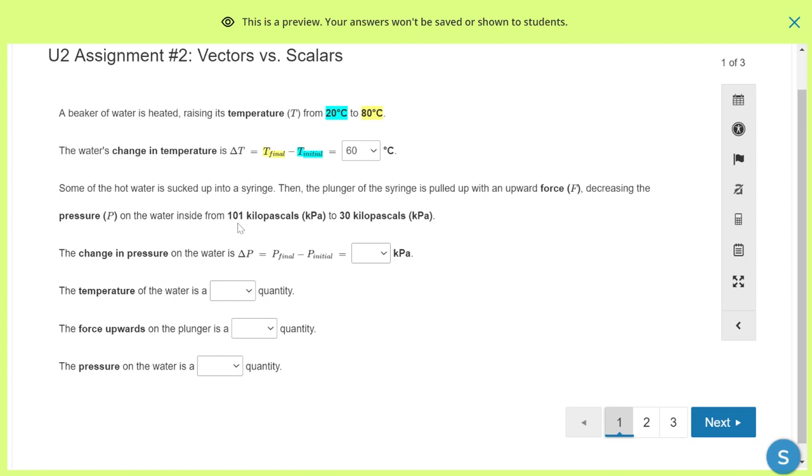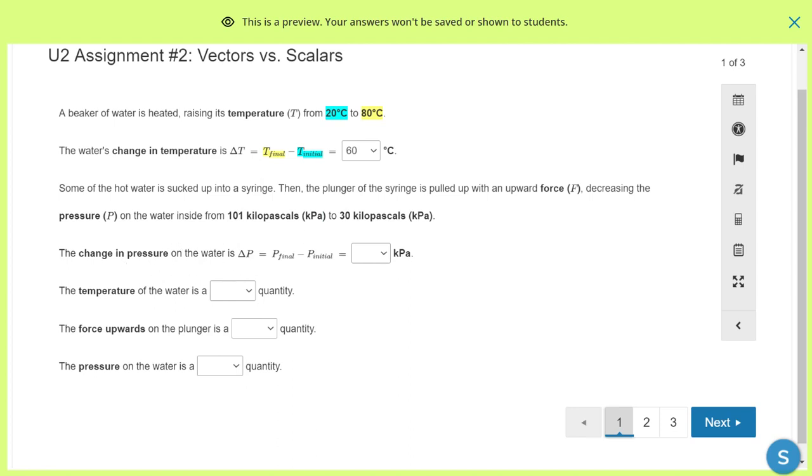Okay, so the change in pressure that happens in the syringe is going to go from 101 kilopascals to 30 kilopascals. Kilopascals is just a unit of pressure that we commonly use in physics. You'll recognize the kilo prefix from kilograms, kilometers. Pascals is just a pressure unit that we can tag the kilo prefix onto. Its abbreviation is kPa, so that's just a unit of pressure.